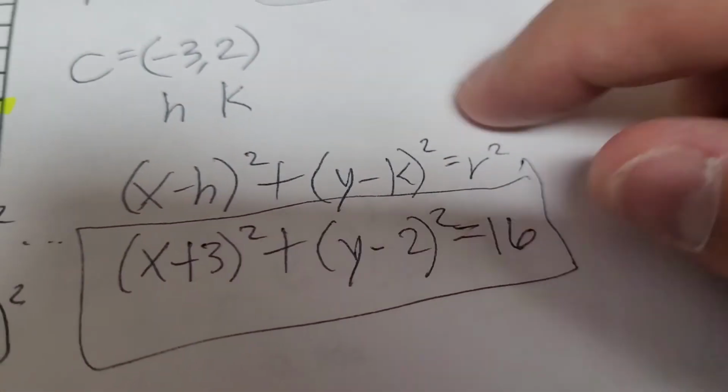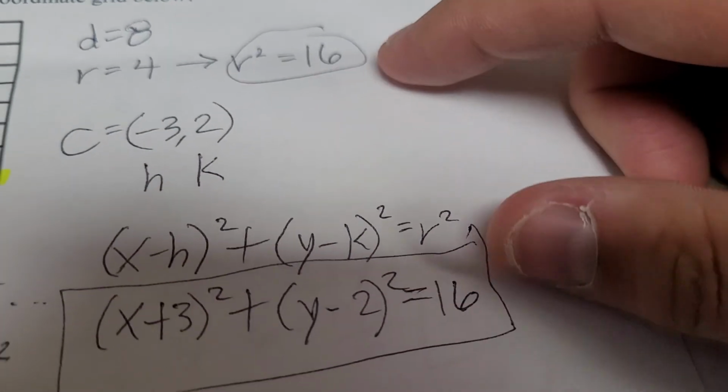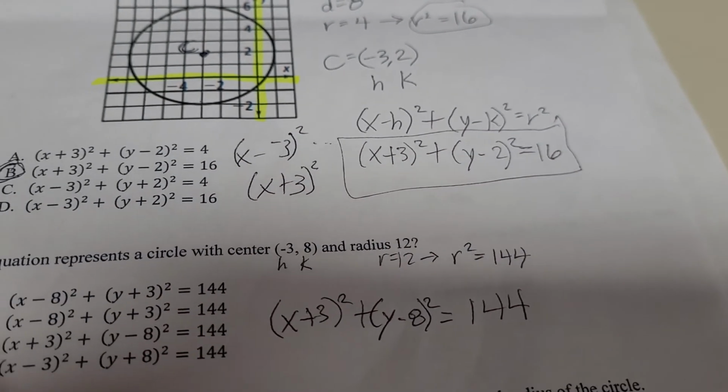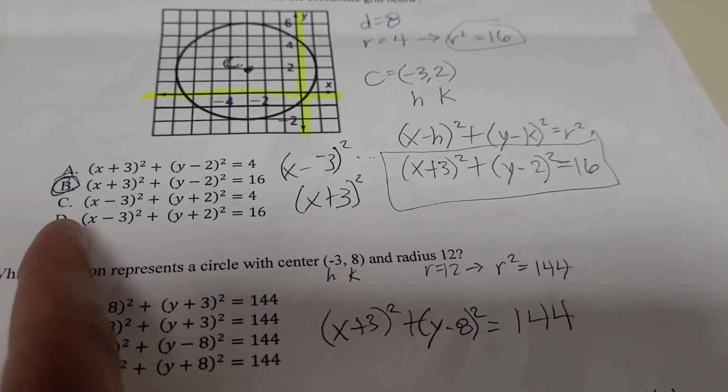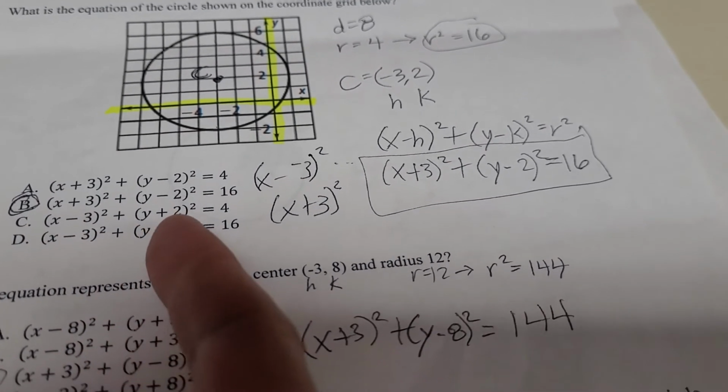And this is going to be plus (y minus 2) squared, which is going to equal 4 squared, which was 16, which I had done up there. So I'm just looking for which answer choice is this here. And this one is going to be answer choice B: (x plus 3) squared plus (y minus 2) quantity squared equals 16.